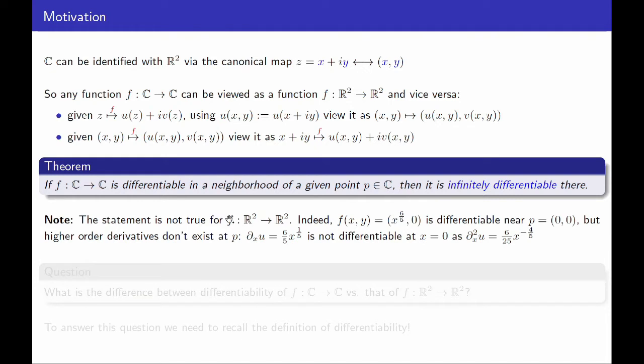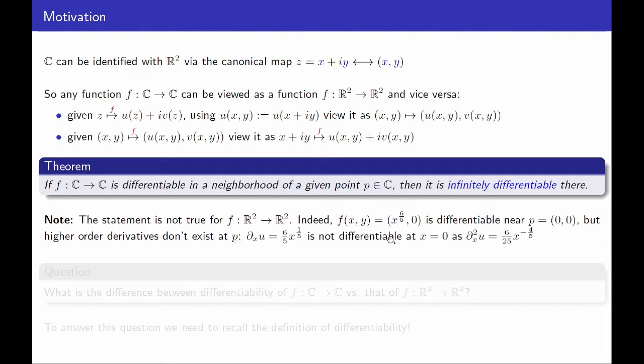In particular, if we look at a function from R2 to itself given by x to the power 6/5 and 0 in the second coordinate, this function is differentiable near the point (0, 0), but the higher order derivatives don't exist at the point p.